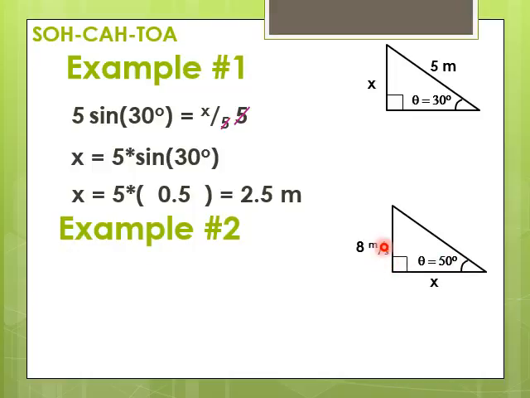That's going to be opposite the angle. We have the angle itself, it's going to be 50 degrees, and we're looking for the adjacent. So opposite, angle, and adjacent, that's going to be tangent. So tangent of 50 degrees is going to be equal to opposite over adjacent.